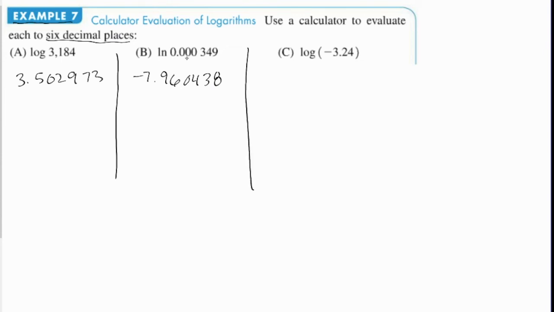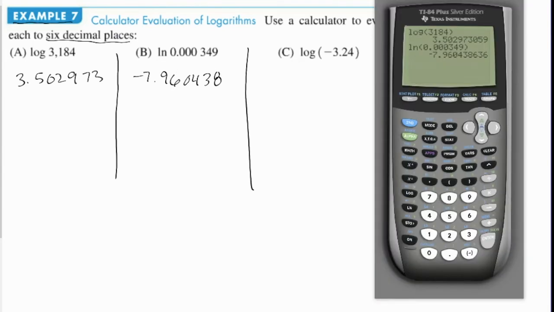So we have a negative 7.960438. And for C, the log button again, negative 3.24. We see that an error comes up.